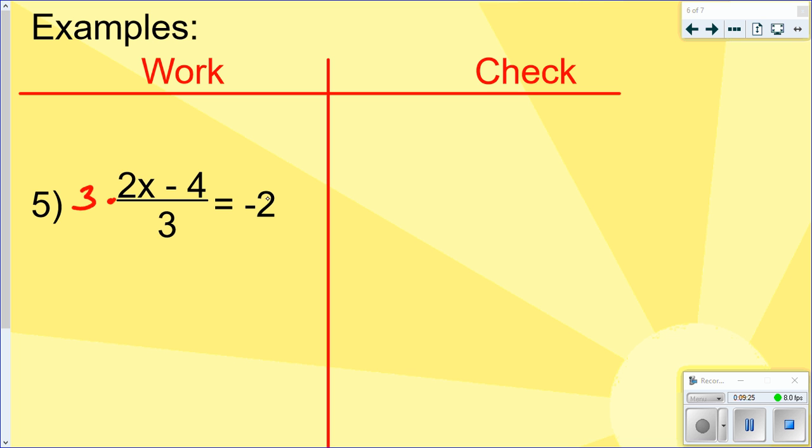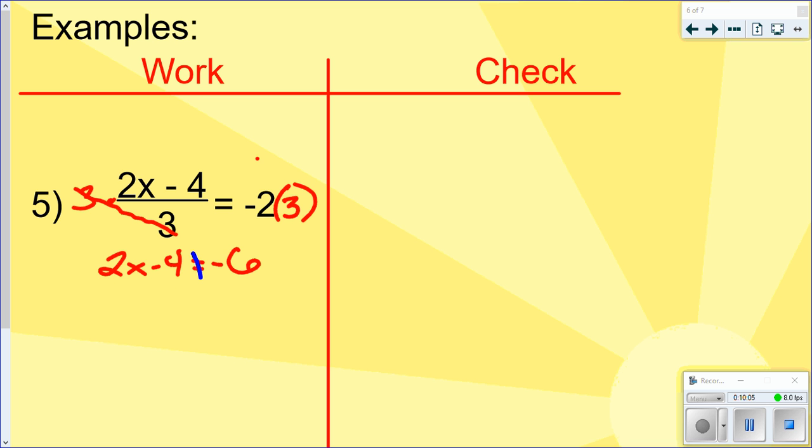So I'm going to multiply both sides of this by 3. And the reason being is because the 3 over 3 cancels out. That makes 1. And now I'm left with 2x minus 4 equals -6. So when you have one that's set up like this, the first thing you want to do is multiply both sides by whatever number is in the denominator, and that gets it out of the denominator. And now I don't have a fraction to deal with. So this is actually a 3-step equation. Step 1 was to multiply by 3, and now I still have 2 steps left because I got to get rid of the minus 4, and I got to get rid of the 2.